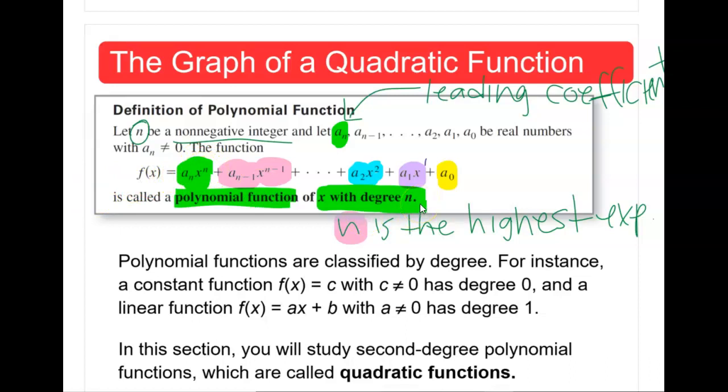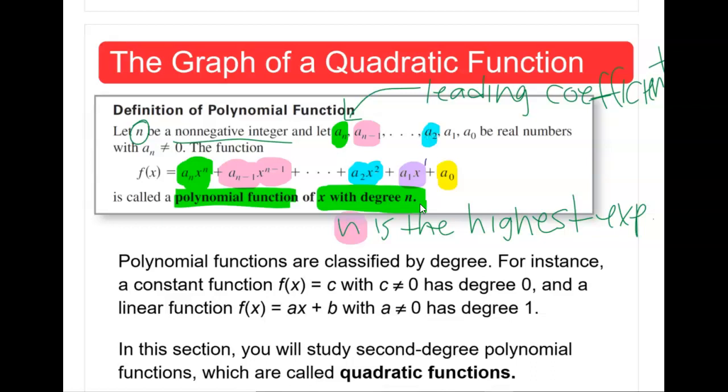Then you could see here a sub n minus 1 is the coefficient of the next term. And then the ellipses, the three dots in between, they just imply that there is a certain number of terms in between. We do not know how many because we don't know what n is equal to, but we know that the last three will be the one of degree 2.